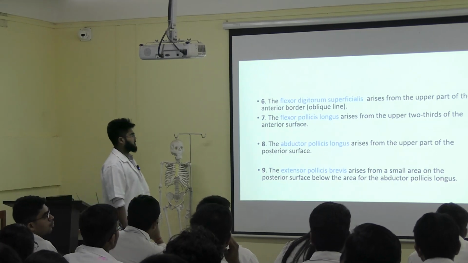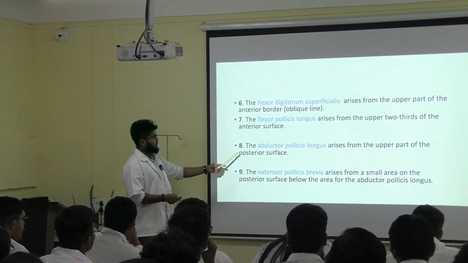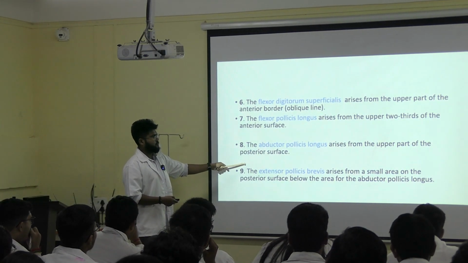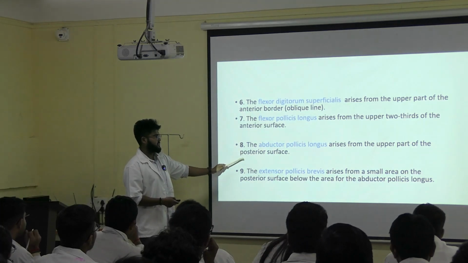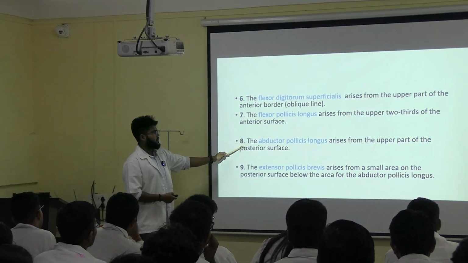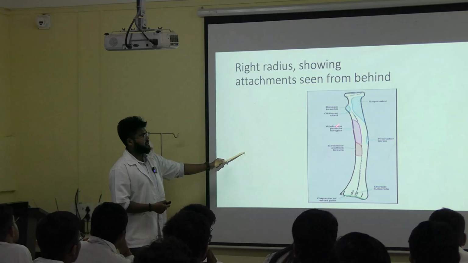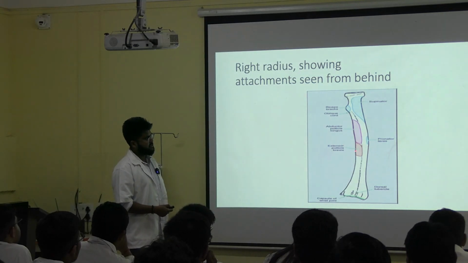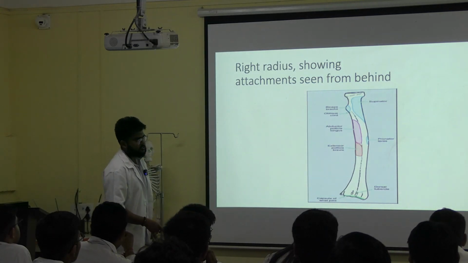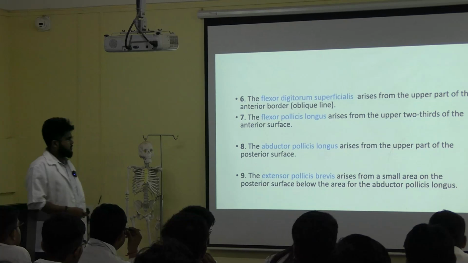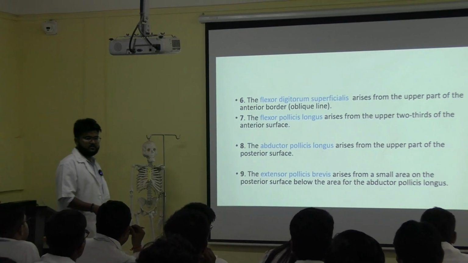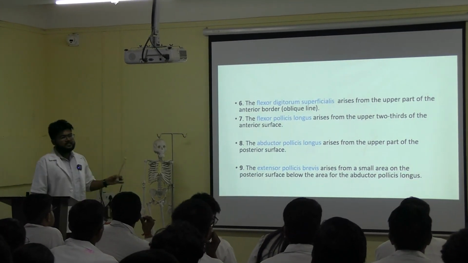Next, from behind there are two muscles attached. One is mainly present on the posterior surface. The abductor pollicis longus and extensor pollicis brevis. So that's all about the muscle attachment. Only 8-9 muscles are attached. So this bone is very easy.